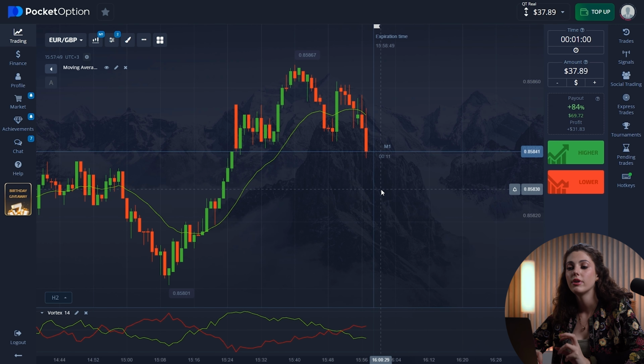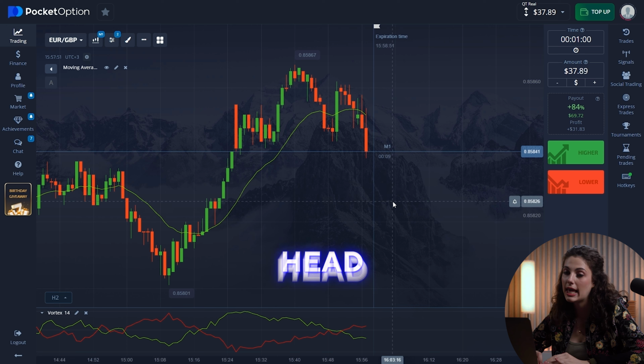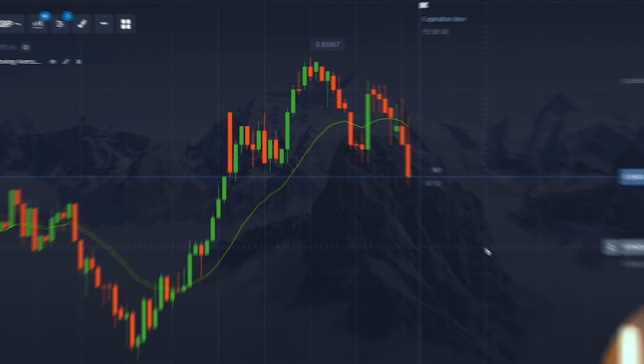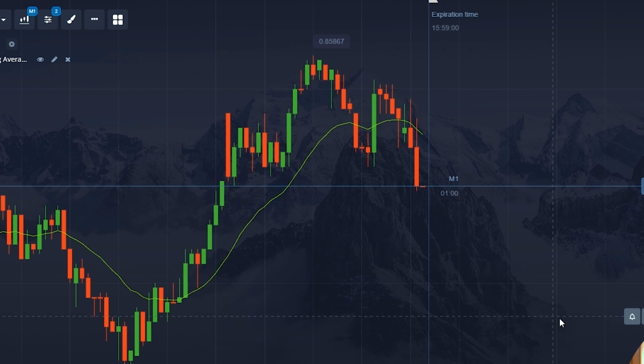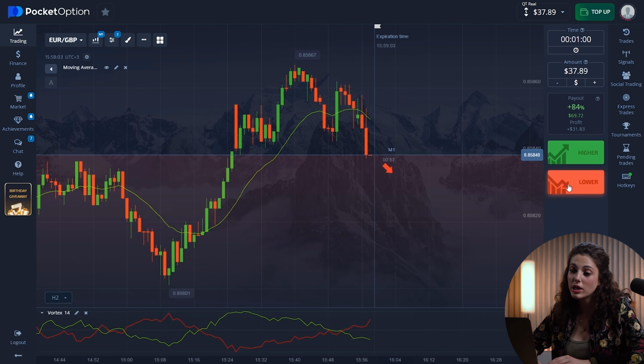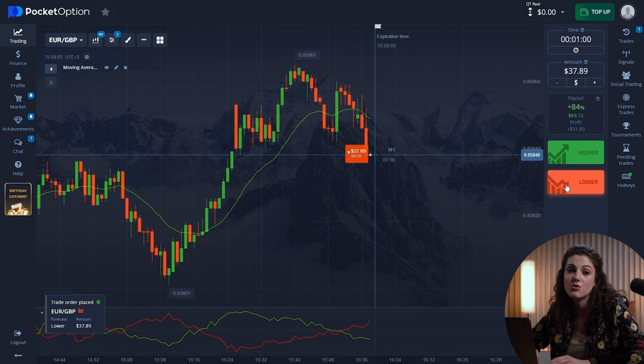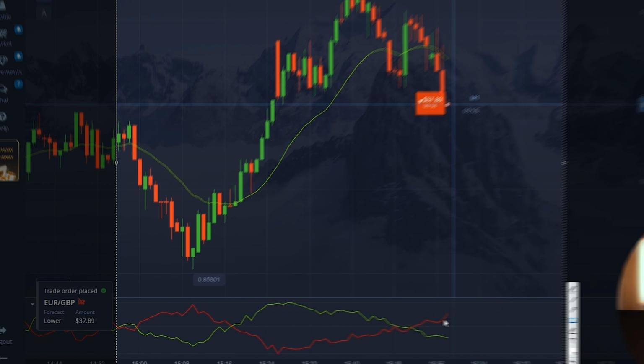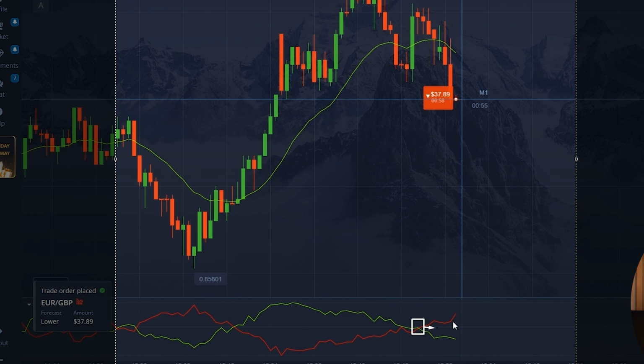Right now we can see a very famous pattern on the chart called head and shoulders. Usually after this, the market starts moving down. The Vortex confirms that sellers are dominating, with the red line crossing the green and pointing up. I waited for the candle to close and opened a short trade.